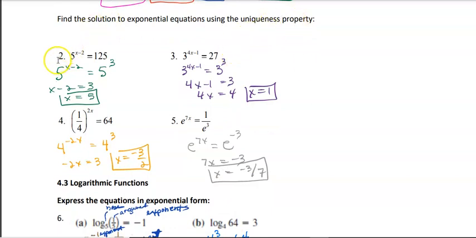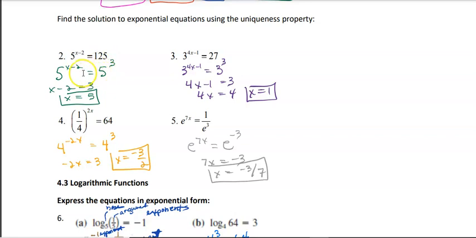So that means we want to get the same base. So bases that you're going to need are things like 2, 3, 4, 5, and probably 10. You're probably not going to get 6. So just an e being another base that you can use. Okay, so here you have 5 to the x minus 2. Think about 125 in terms of 5. It ends in 5, so you know it's a multiple of 5. So 5 times 5 times 5 is indeed 125.